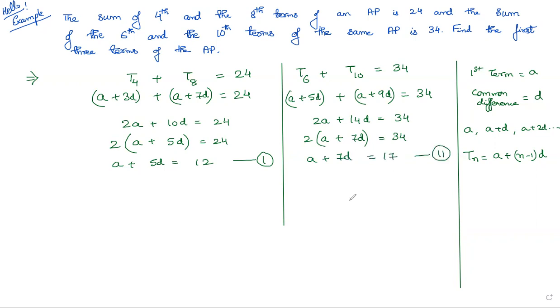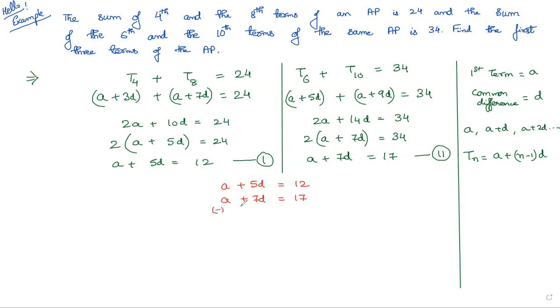That's it, second equation. Now when we try to solve these, whenever you get such questions, remember one thing: these are always two equation, two variable related questions. So you have two equations, and you can solve by the elimination method. A plus 5D is equal to 12 and A plus 7D is equal to 17.